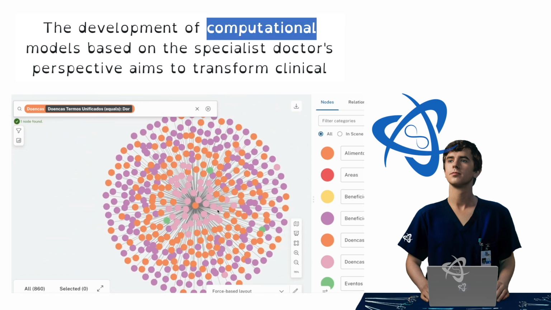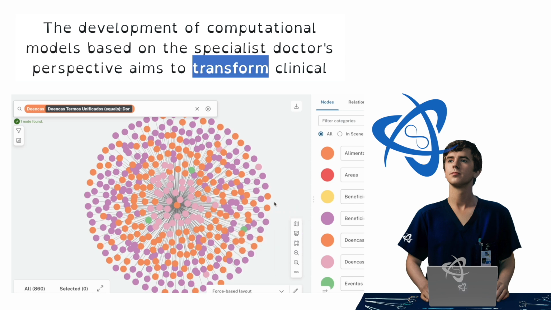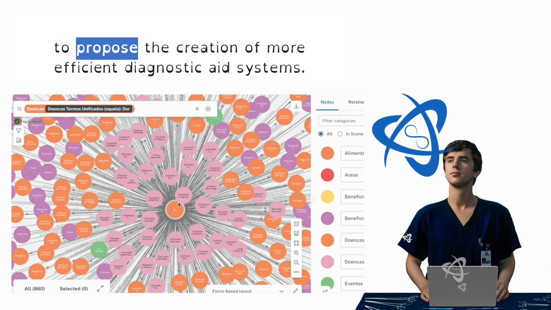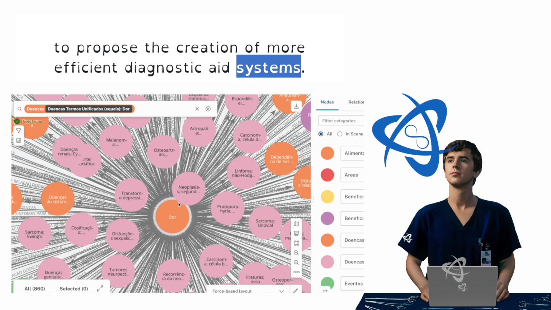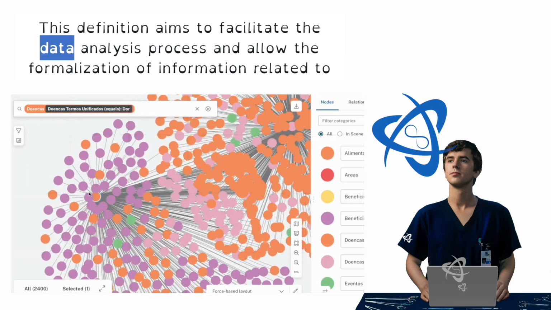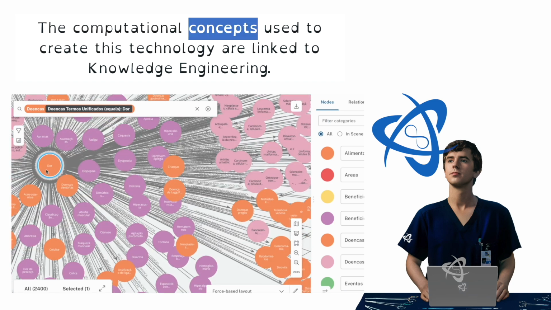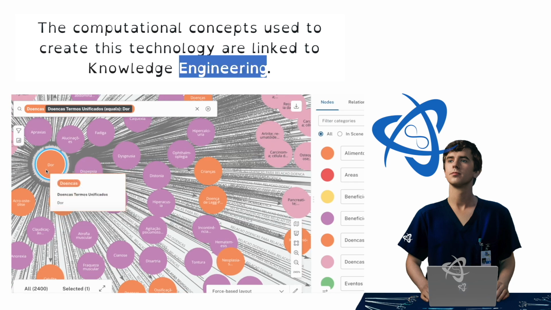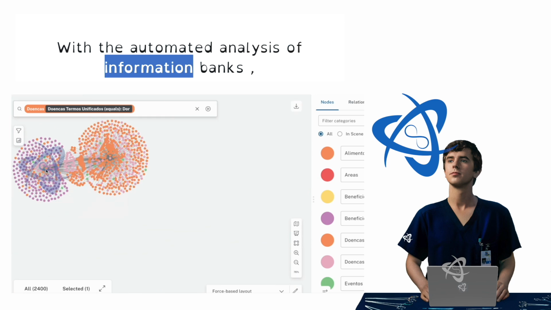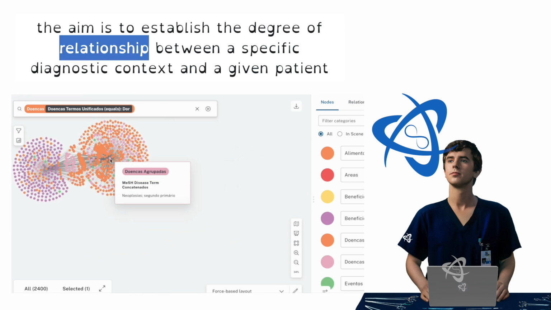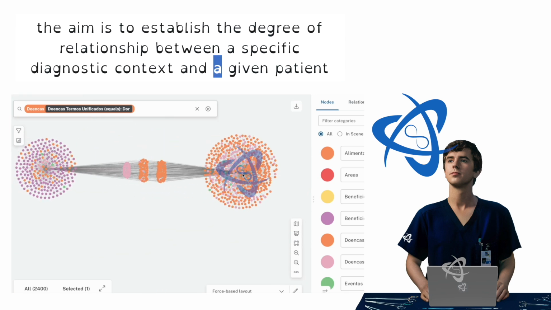The development of computational models based on the specialist doctor's perspective aims to transform clinical information into knowledge, to propose the creation of more efficient diagnostic aid systems. This definition aims to facilitate the data analysis process and allow the formalization of information related to each diagnosis. The computational concepts used to create this technology are linked to knowledge engineering, with the automated analysis of information banks. The aim is to establish the degree of relationship between a specific diagnostic context and a given patient and their respective symptoms.